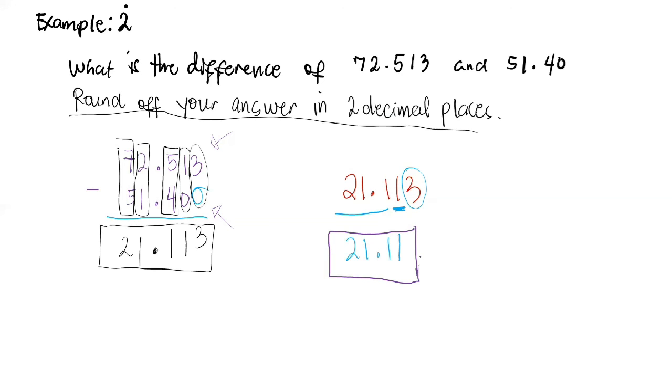So this is how we add or subtract our decimal numbers while applying rounding off.